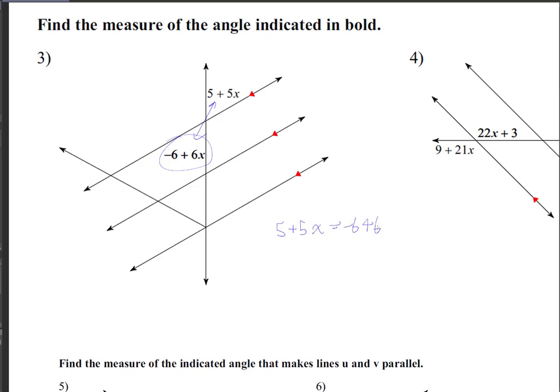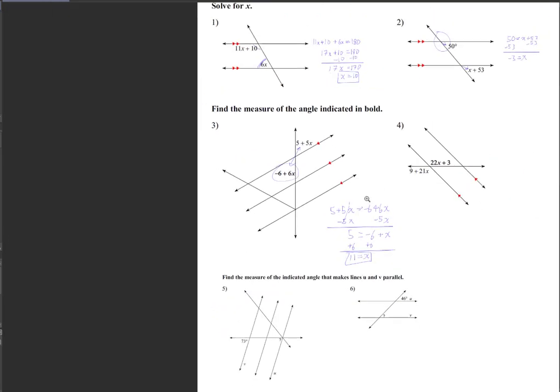Negative 6 plus 6x, right? I can subtract 5x from both sides. When I do that, I get that negative 6 plus x is equal to 5. So then I add 6 to both sides. Add 6. Add 6. And I should get that 11 is equal to x. All right? So 11 is equal to x.